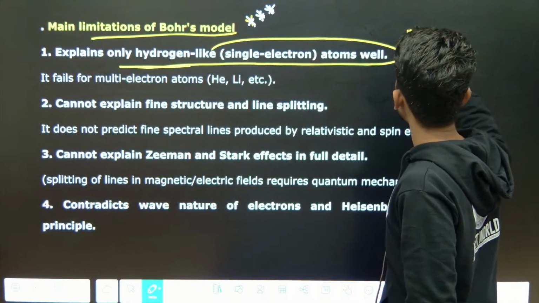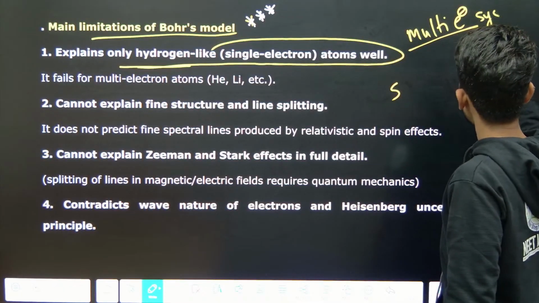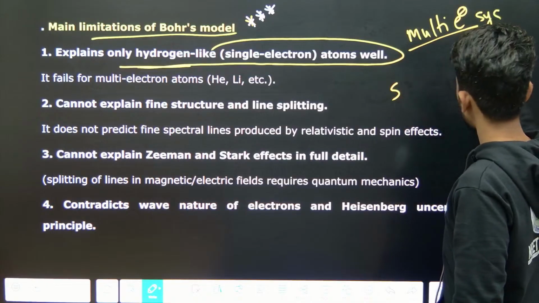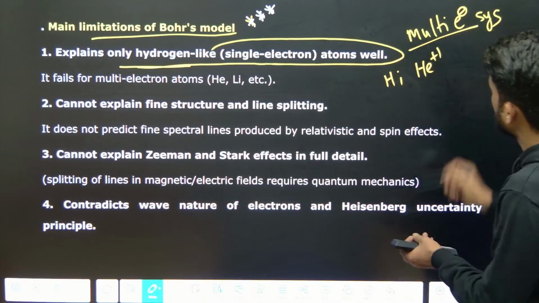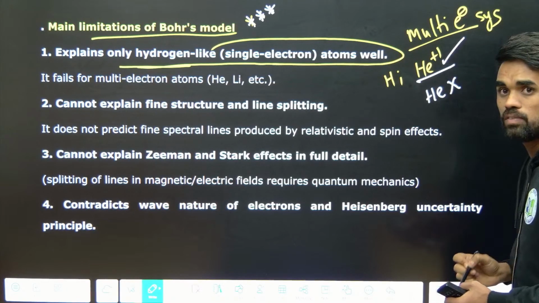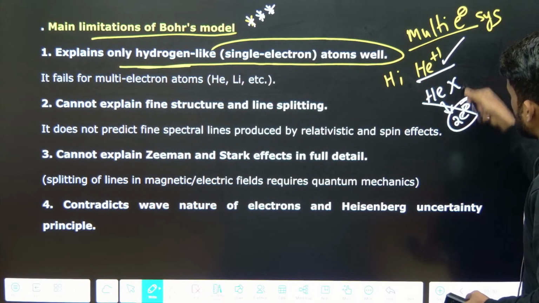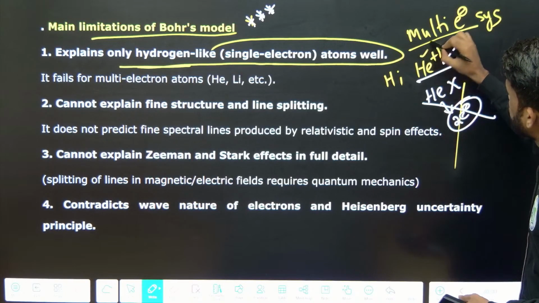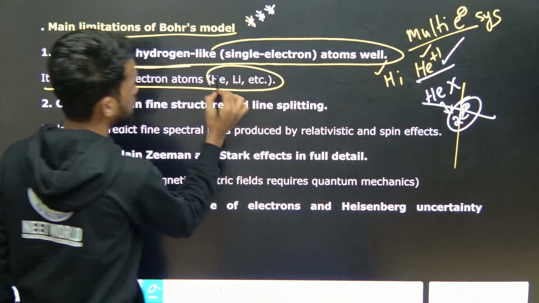It explains only hydrogen-like single electron atoms, and is not applicable for multi-electron systems. It is applicable for the hydrogen atom and the helium plus ion, but not for the helium atom, because the helium atom contains 2 electrons. If it contains more than 1 electron, Bohr's atomic model won't be applicable. It is applicable only for single electron systems. For multi-electron species like lithium and helium, it fails.